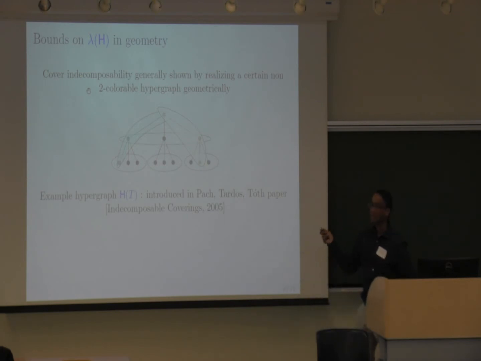Okay, so here is one example of such a hypergraph, which was introduced in a paper of Pach, Tardos, and Tóth, which is one of the first modern papers to deal with indecomposable coverings, and which is defined using an arbitrary tree. You take any tree, and it doesn't have to be regular like this one. The vertices are all the vertices of the tree, and there are 2 kinds of hyperedges.